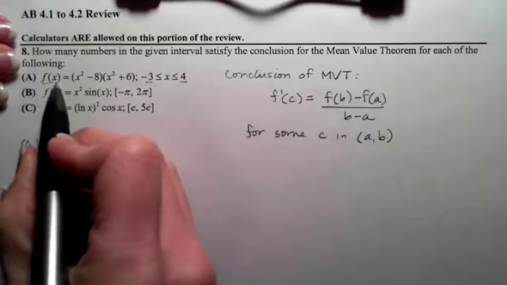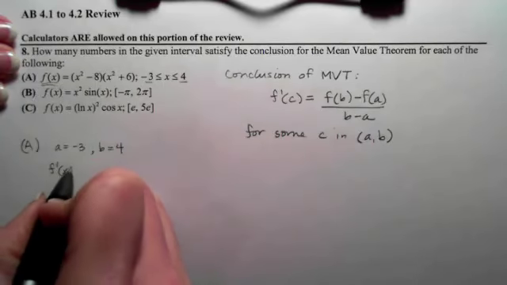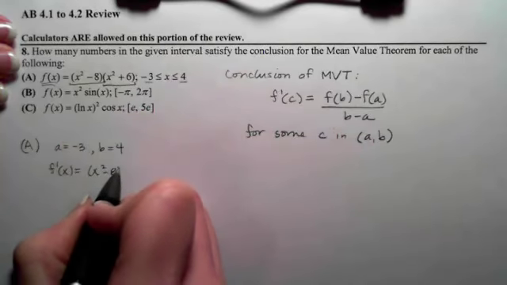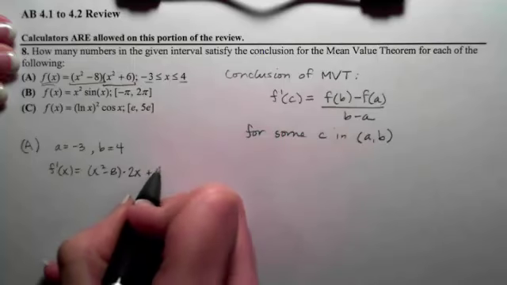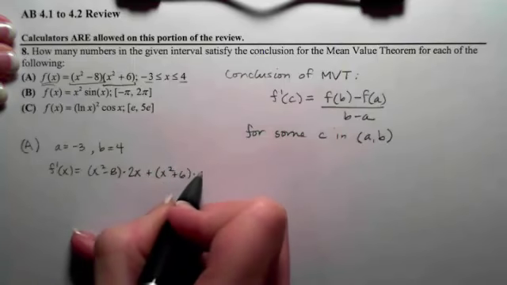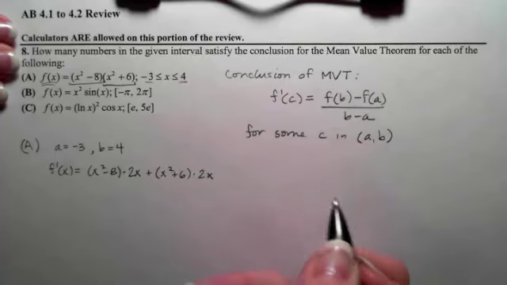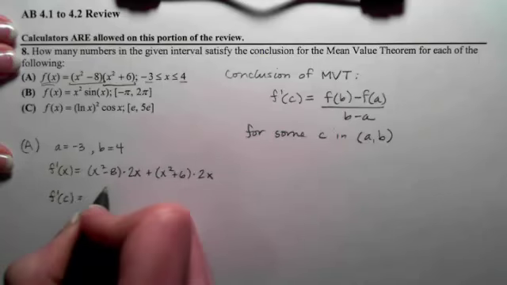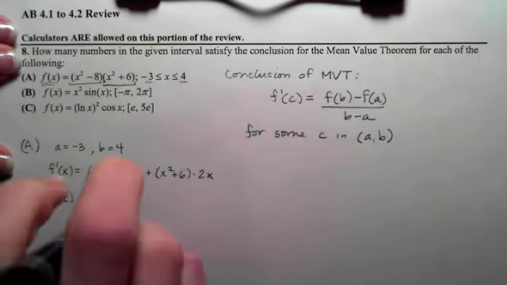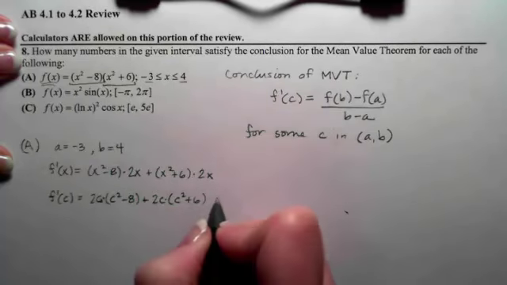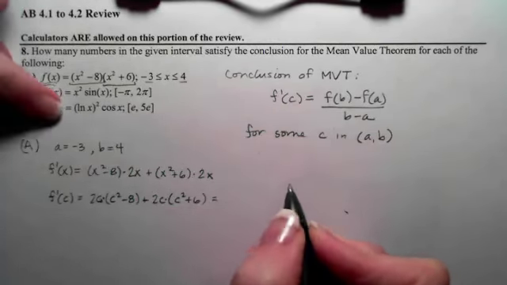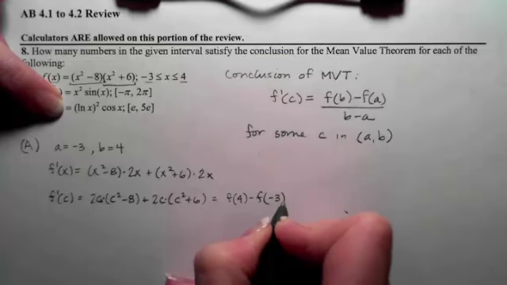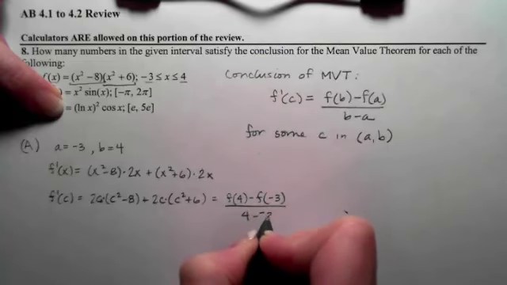We can also see the derivative will be the first times the derivative of the second plus the second times the derivative of the first. Our goal is to find out when f prime of c, which is this thing with c's plugged in, equals the secant slope. So the secant slope will be f of 4 minus f of -3 over 4 minus -3.